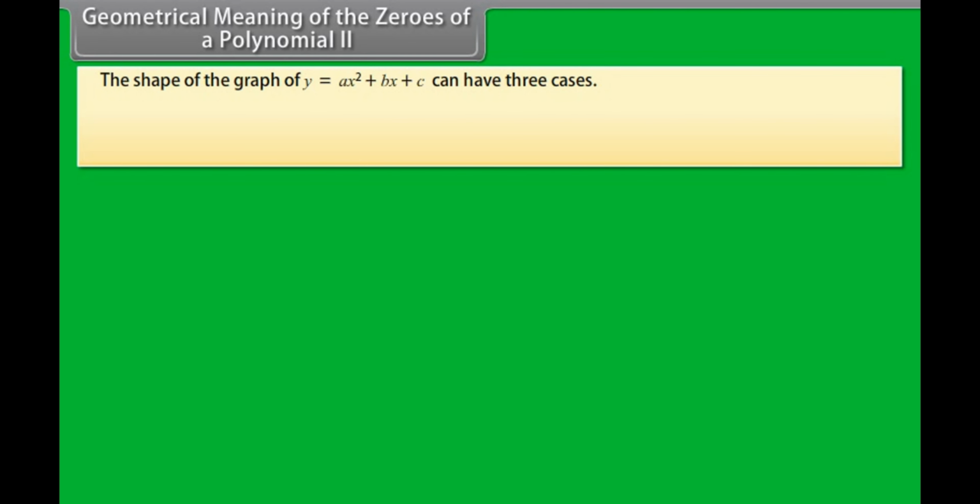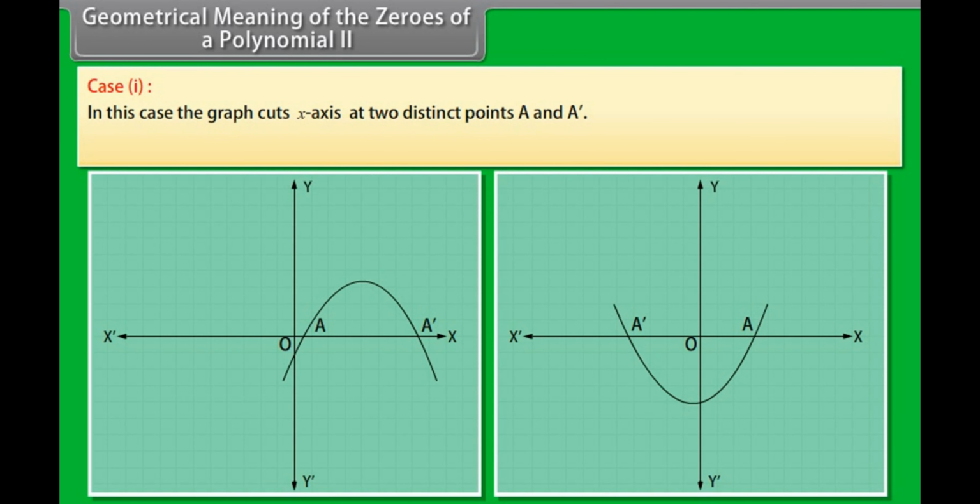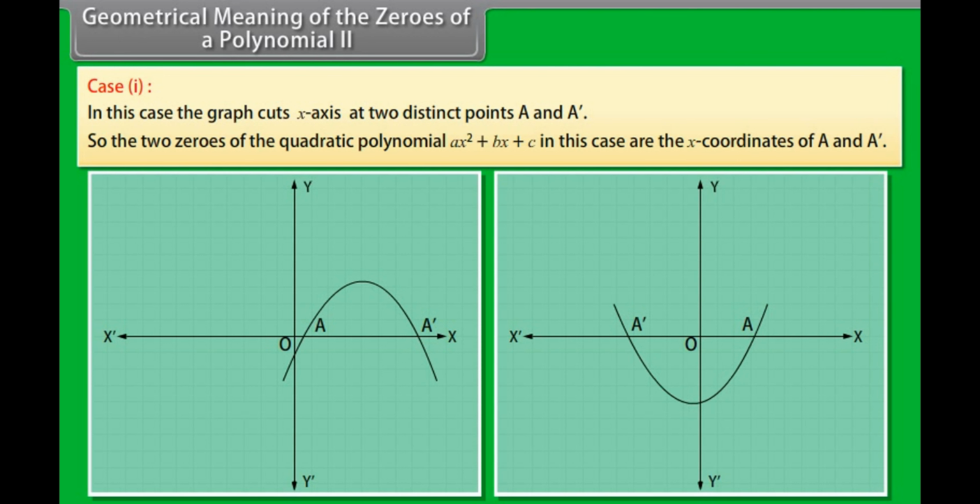Geometrical meaning of the zeros of a polynomial 2. The shape of the graph of y = ax square + bx + c can have 3 cases. Let's discuss them one by one. Case 1. In this case, the graph cuts the x-axis at 2 distinct points, A and A dash. So the 2 zeros of the quadratic polynomial ax square + bx + c in this case are the x-coordinates of A and A dash.